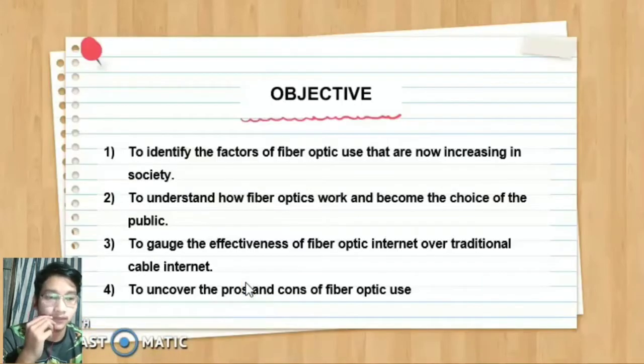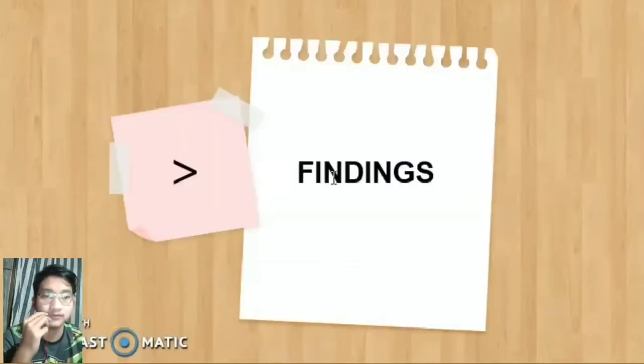The objective of our research is, number one, to identify the factors behind fiber optic use that is now increasing in society. Second, to understand how fiber optic works and became the choice of the public. Third, to gauge the effectiveness of fiber optic internet over traditional cable internet. And the last one, to uncover the pros and cons of fiber optic use.